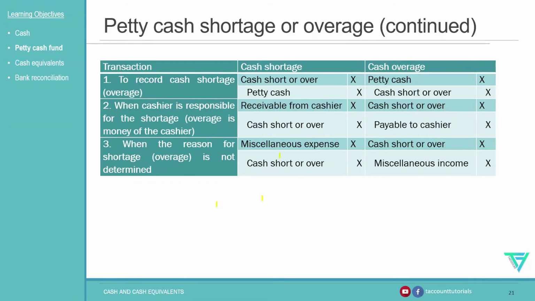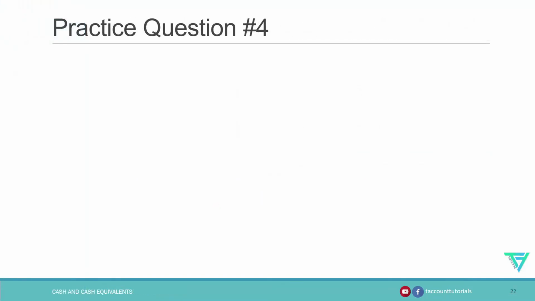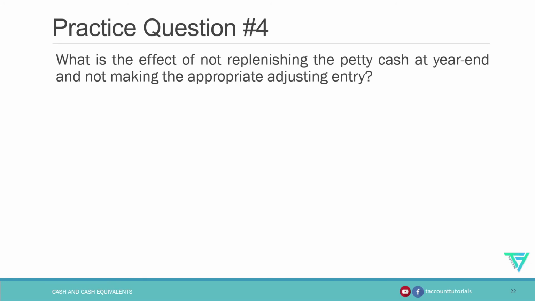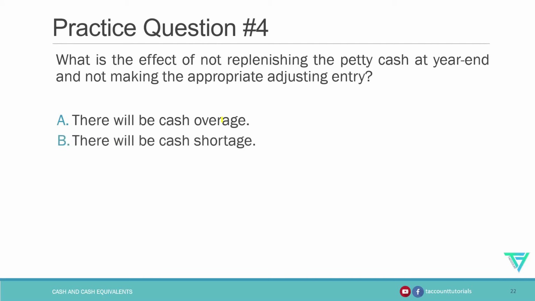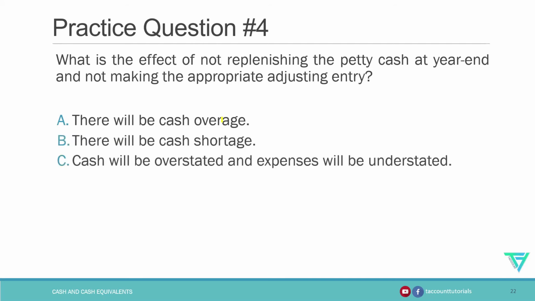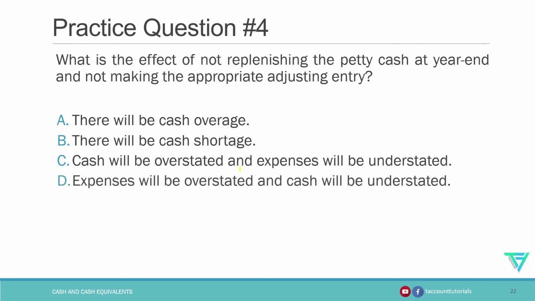Okay, so let's try to answer some questions. What is the effect of not replenishing the petty cash at year end and not making the appropriate adjusting entry? Letter A, there will be cash overage. Letter B, there will be cash shortage. Letter C, cash will be overstated and expenses will be understated. Letter D, the expenses will be overstated and cash will be understated.